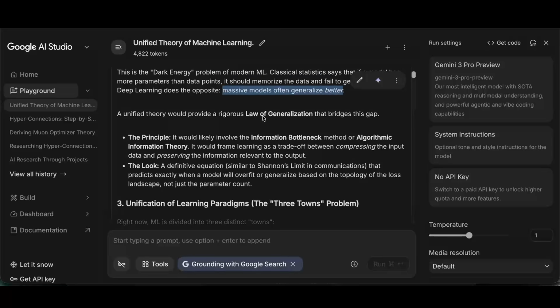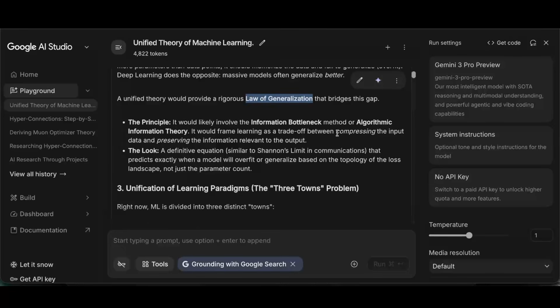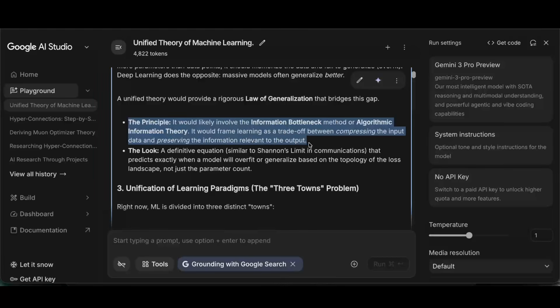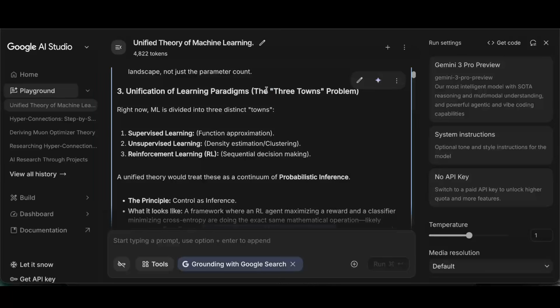Secondly, there may be a law of generalization in the unified theory of machine learning. So it would describe compression versus preserving information. So the more it generalizes, the more it can omit details that are not important, that are kept in this generalization. Then Gemini says there are 3 towns in machine learning right now: supervised learning, which is function approximation; unsupervised learning, density estimation or clustering; and reinforcement learning, sequential decision making.